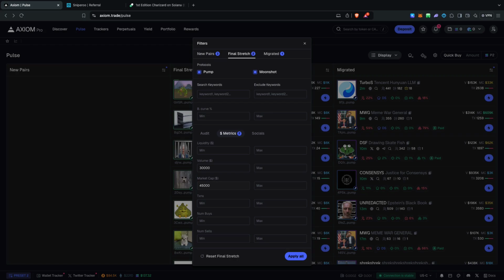Basically, the formula is the minimum volume should be the graduation threshold divided by 2. Then the market cap formula is going to be 30% away from the graduation threshold, which is 60,000, so 45,000 US dollars. That's it. You're home and dry. Forget about everything else. Forget about the minimum number of transactions, the number of buys, the number of sales. This, ladies and gentlemen, is going to give you the highest odds of winning.